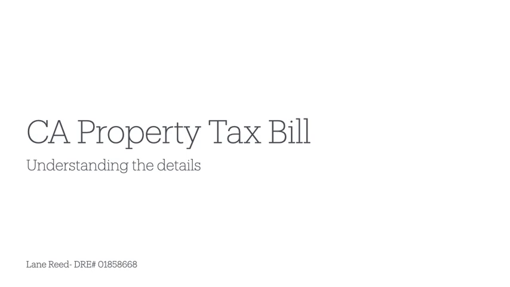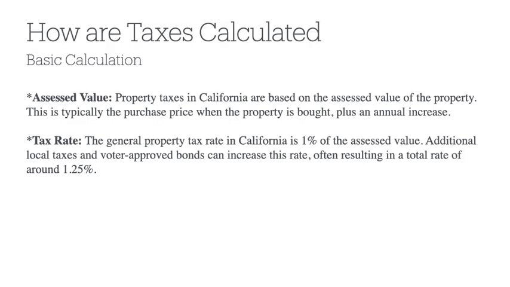Hey there. So this video is going to discuss the California property tax bills and understanding the details of how it works. So, how are our taxes calculated here in California? So we first of all have an assessed value. It's basically 1% of the property's sale price, or if you purchased your home many years ago, it has a certain ratio of increase over the years.